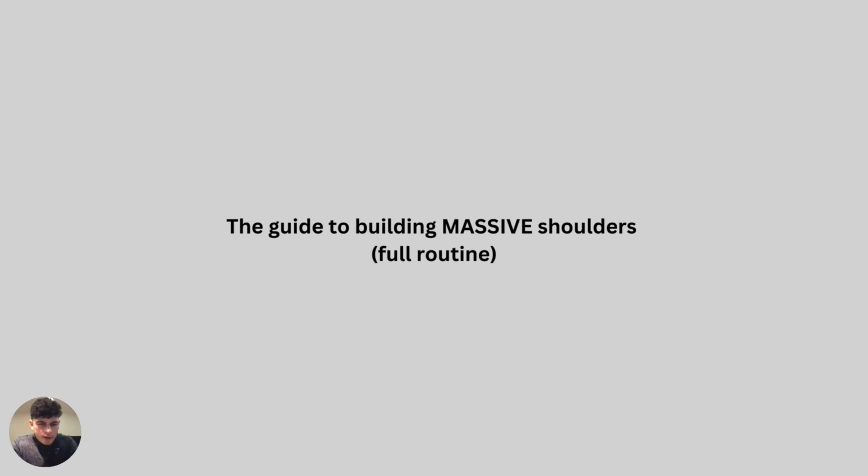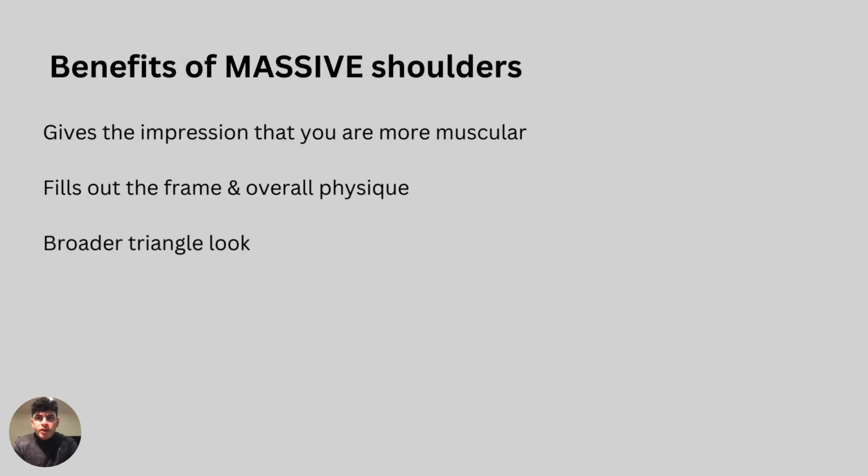All right, guys, quick guide on how to build massive shoulders. Realistically, having round, boulder-looking shoulders, massive delts, is really useful for your physique because it builds out your frame. It creates a perception that you've been training for 10 to 15 years and gives the impression that you are a lot more muscular than you actually are.